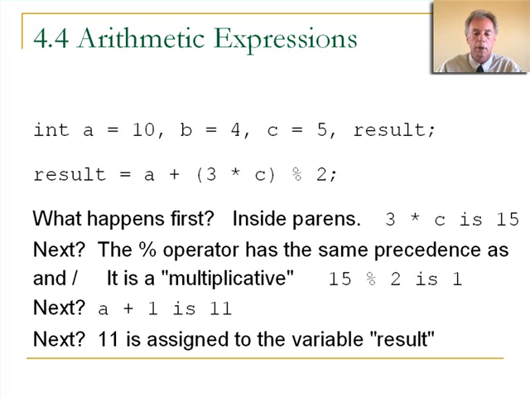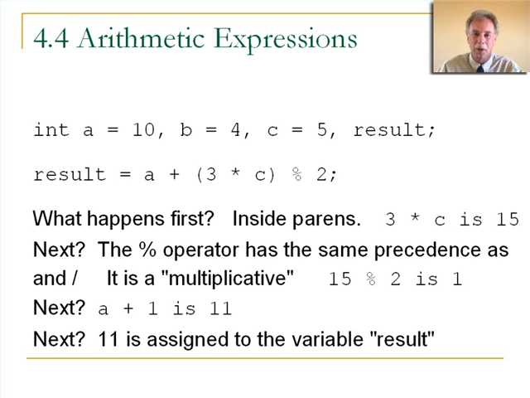Result gets A plus 3 times C modulus 2. What happens first will be inside of the parentheses. 3 times C, so 3 times what's in C is 5, so we have 15 inside the parentheses. Then what happens next? The modulus operator has a higher precedence than the addition operator, so we'll do the modulus next. So we have 15 modulus 2, and the result, did you get it?